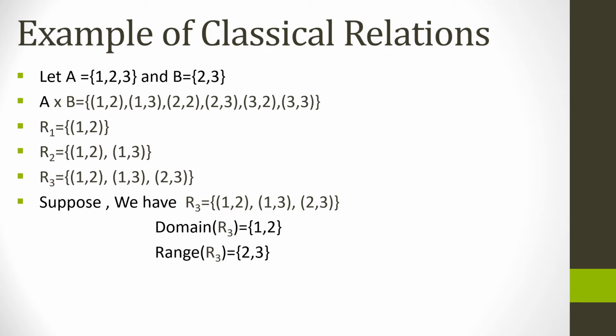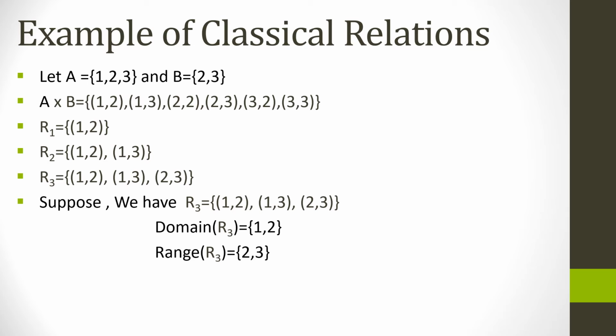You can take the first ordered pair in the first relation. Now in relation 2, you can take two ordered pairs from A cross B. In relation 3, here 3 ordered pairs are taken. Now suppose we have relation 3, R3 is equal to 3 ordered pairs.